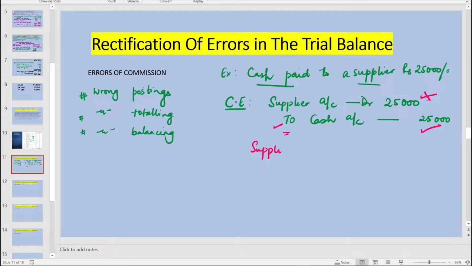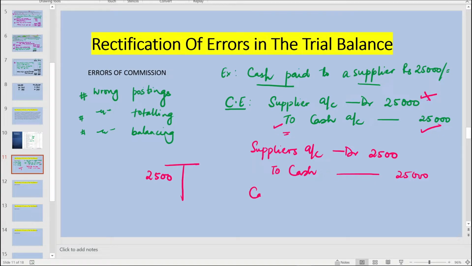debit 2,500 to cash. Cash entry is 25,000. The transaction would have been written correctly, but while passing the entry in the supplier's T account, they would have written 2,500 and not 25,000, whereas in your cash book, he has written on the credit side as 25,000.